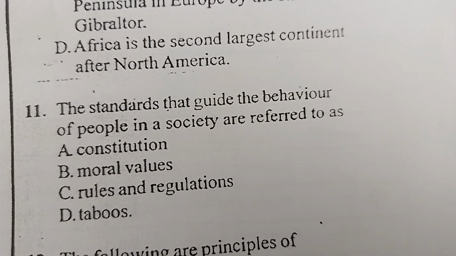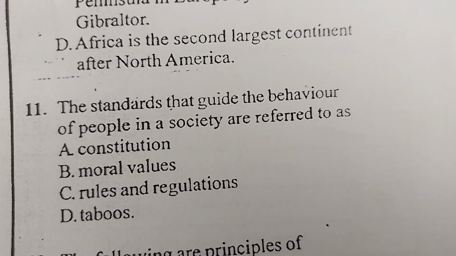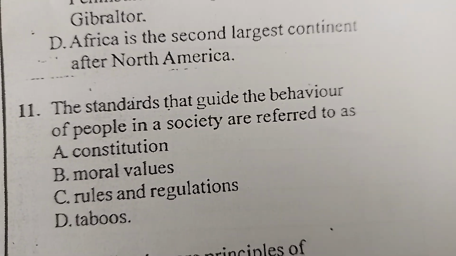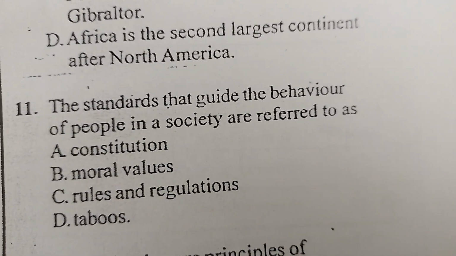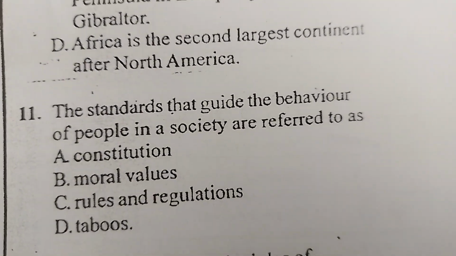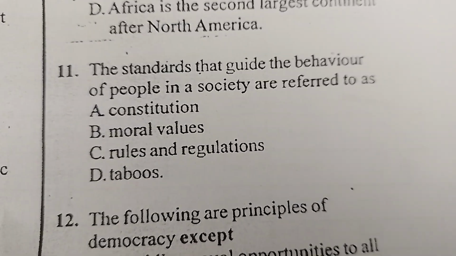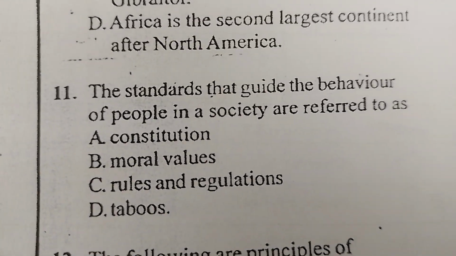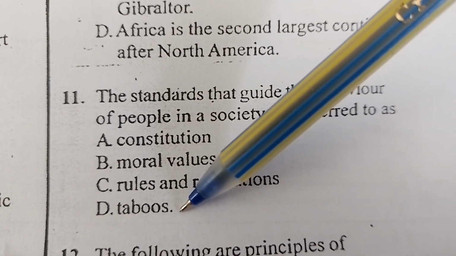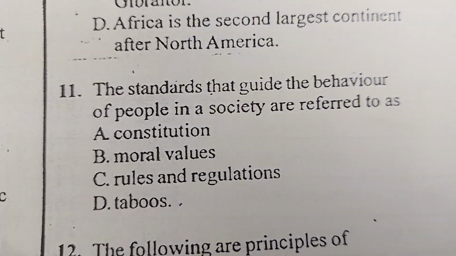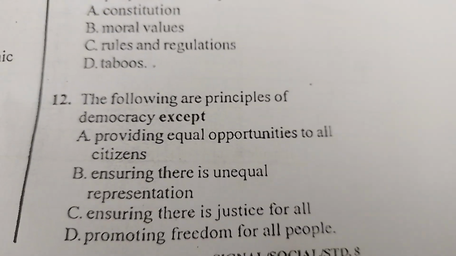The standards that guide the behavior of people in the society are referred to as, we have the Kenyan constitution, we have the moral values, the rules and regulations, the taboos. The standards that guide the behavior of people in a society are referred to as moral values. When we talk about taboos, these are unwanted behaviors in the society.